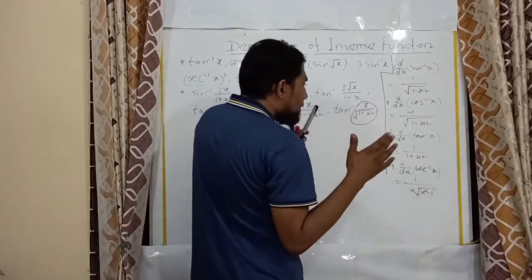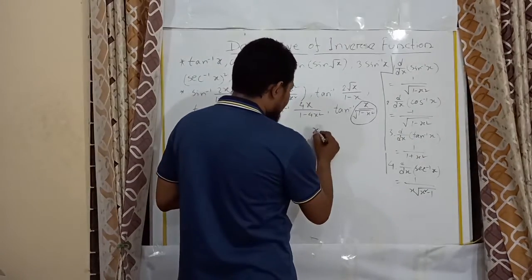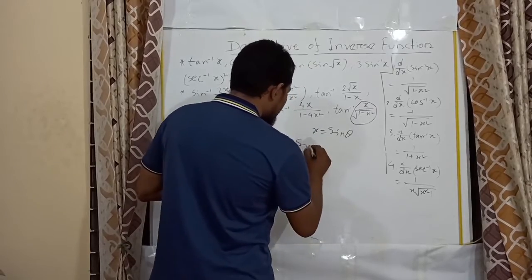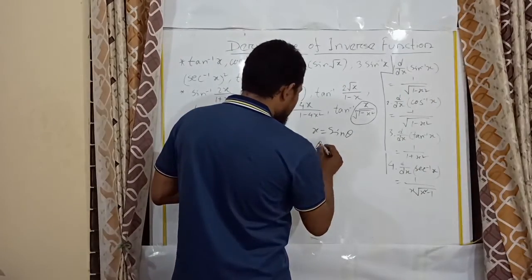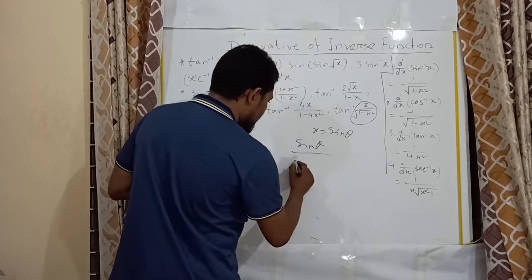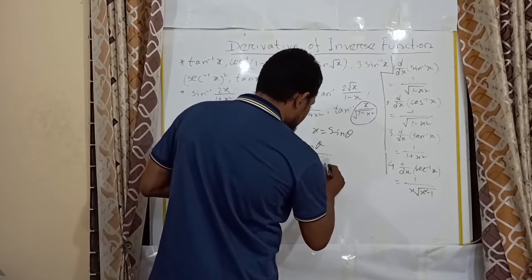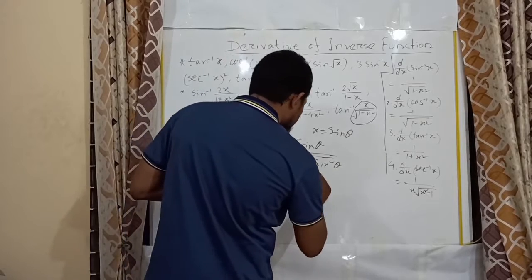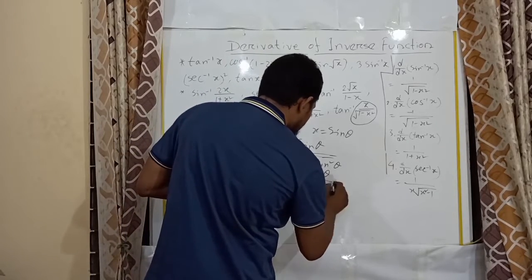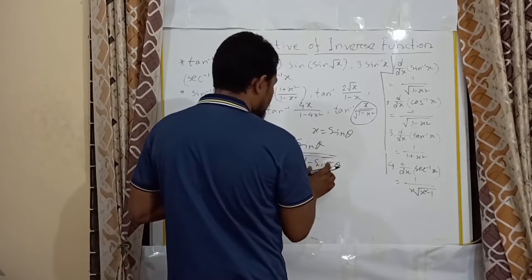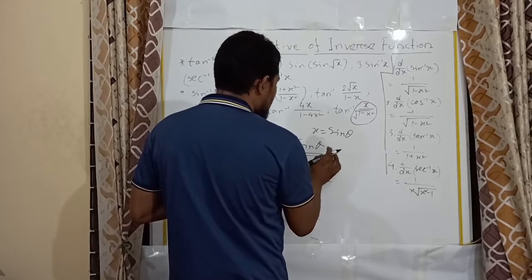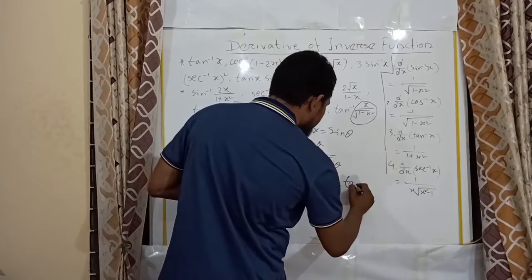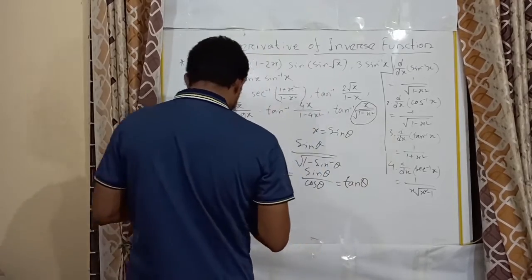What we have to take is x equal to sine theta. Then in the upper part it will be sine theta, and in the lower part it will be root over 1 minus sine square theta. 1 minus sine square equals cos square, so cos square and root will be gone, so cos theta, and ultimately it will be tan theta.